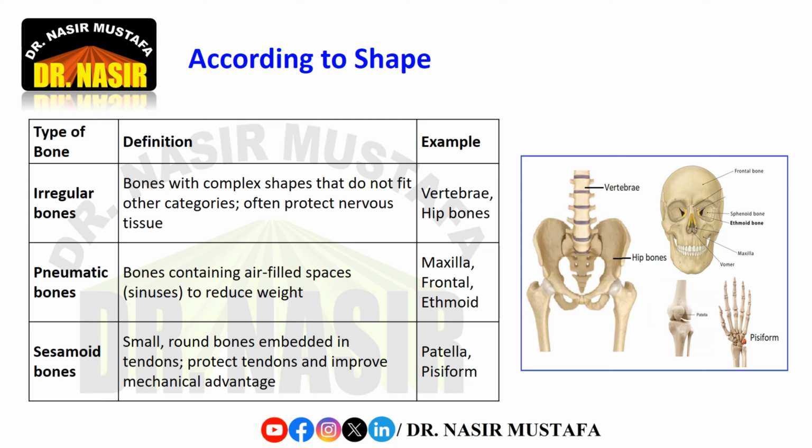Sesamoid bones are small bones embedded within tendons. They protect tendons and improve the mechanical advantage of muscles. Common examples include the patella and pisiform.